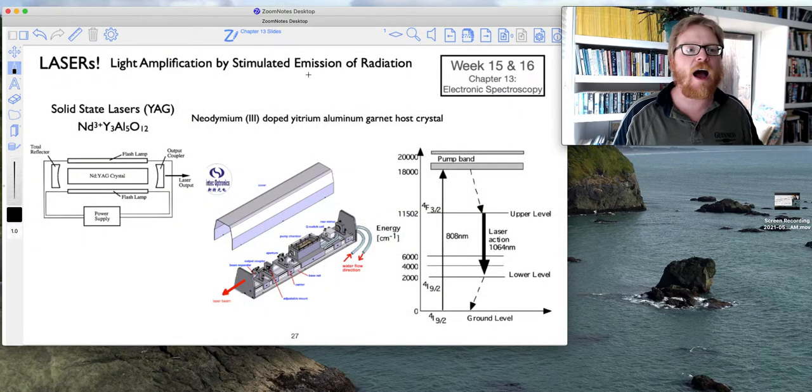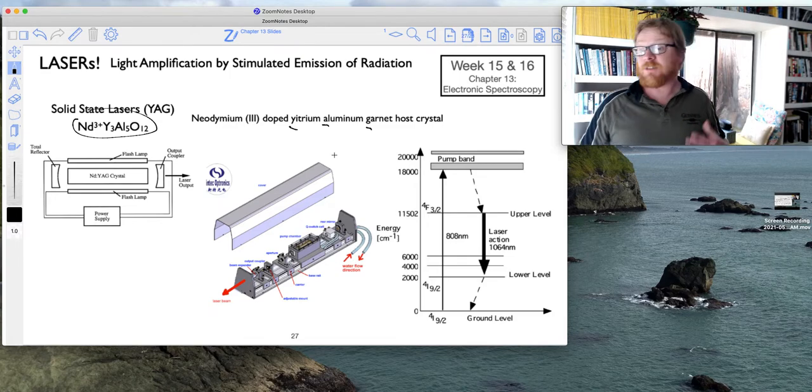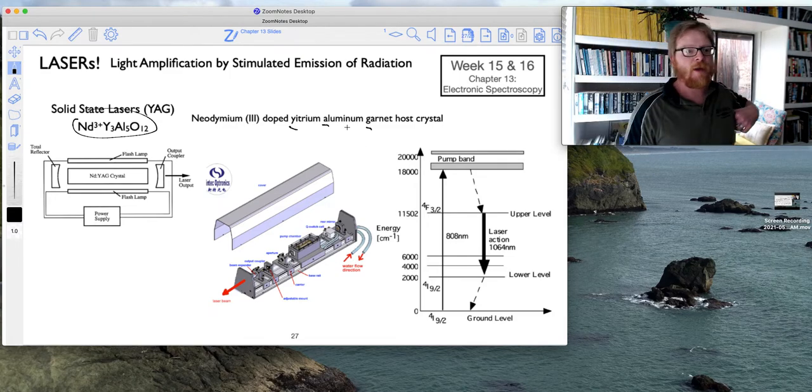So one of the most common solid state lasers is what's called the YAG. The YAG stands for neodymium doped yttrium aluminum garnet host crystals. So YAG is the yttrium aluminum garnet. Garnet is the type of crystal, and you can see here is the chemical structure of that solid. So it is a solid.